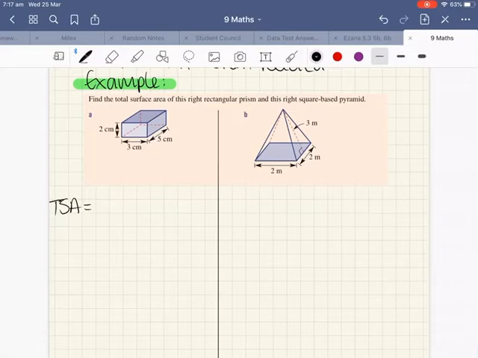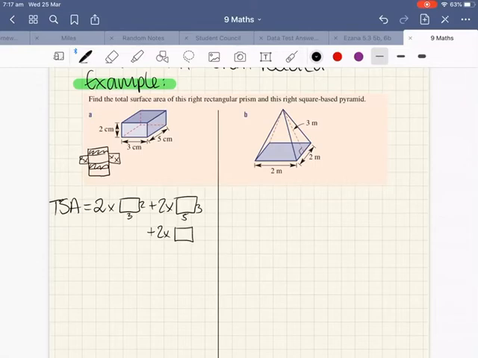Now, if you're having trouble visualizing how many sides are on this shape, you can draw up the nets. So that one and that one are the same, and then we're going to have two ends that are the same as well. When we write TSA here, I use symbols. So 2 times rectangles that are 2 by 3, plus 2 times a rectangle that is 5 by 3, plus 2 times a rectangle that is, what have I missed? 2 by 5.